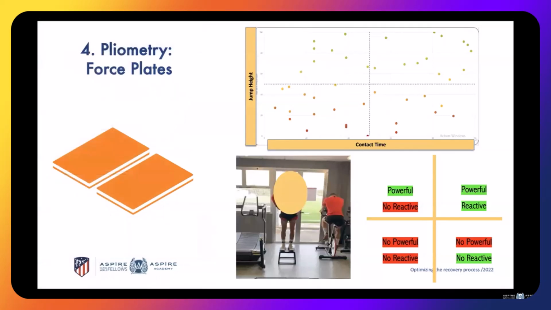Apart from power, we also test plyometrics, because we don't just want powerful athletes, we also want them to be reactive. We usually represent that in a scatter plot to see who is powerful and reactive, or if not, which is the best way to improve them, to reach our sweet spot, which would be to be powerful and reactive.